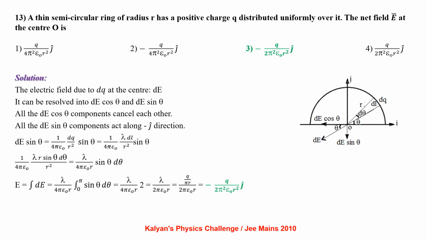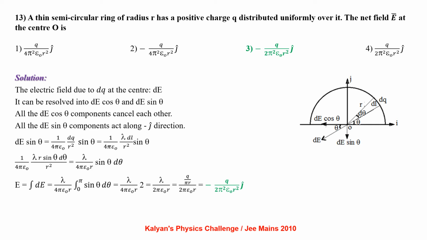The electric field due to dq at the center is dE, as electric field is directed away from positive charge. So we can have dE directed away from O as shown in the figure. Since electric field is a vector quantity, it can be resolved into two rectangular components, dE cos theta and dE sin theta. As you can see, dE cos theta is directed towards left and dE sin theta is directed downward. Corresponding to every dl we take on the right hand side, there will be a dl on the left hand side.